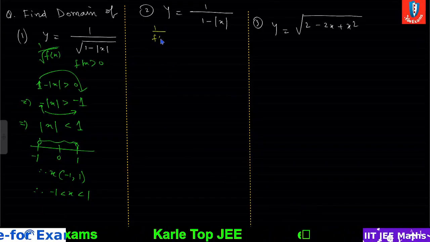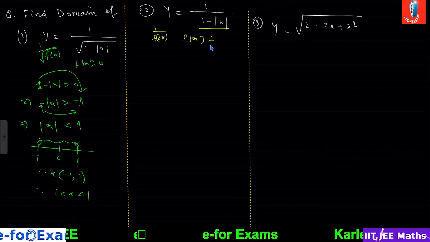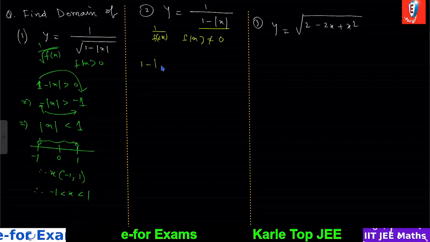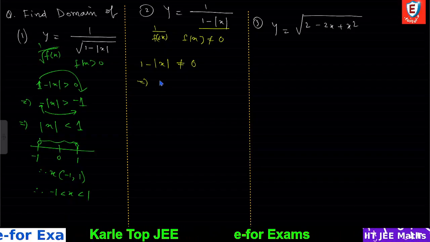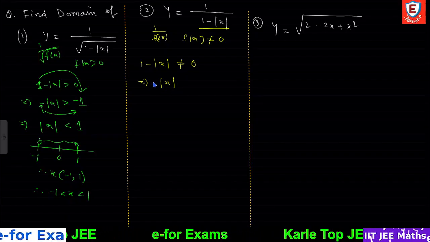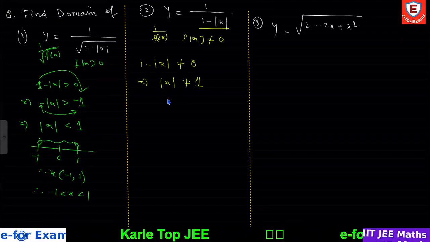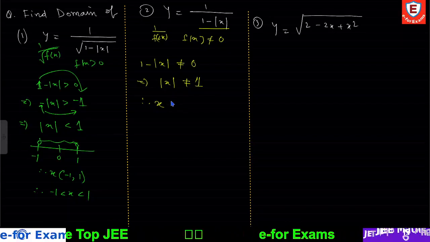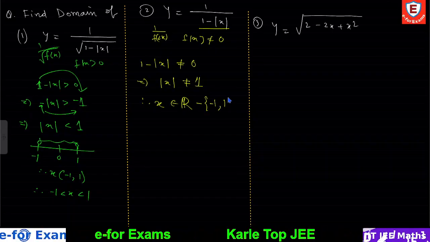For number 2, this is 1 by f of x format. So f of x cannot be equal to 0. So 1 minus mod x does not equal 0. This implies mod x does not equal 1. Therefore, x belongs to R, any real value of x except minus 1 and 1.